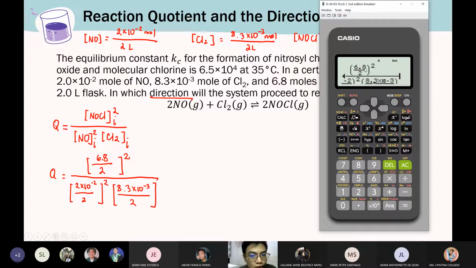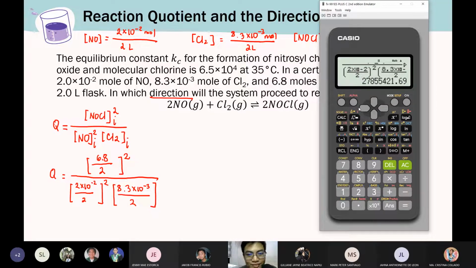Confirm ko lang. 6.8 divided by 2 square. We have 2 times 10 raised to negative 2 divided by 2 square, times 8.3 times 10 negative 3 divided by 2. Okay. Press equal sign. Oh, ang laki. Magulat kayo. Kaya ganito yung mga problem namin, just for you to be used to very big or very small numbers. Okay lang yan. Basta sinabi ng calcu yun.